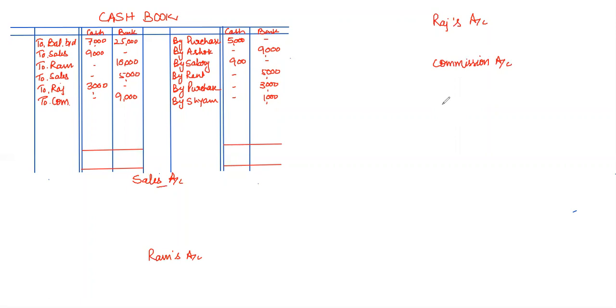Now come to the credit side. First of all, purchases account. Then the ledger of Ashok is required to prepare Ashok's account. Then we have to prepare salary account. Then rent account, and purchases account is already created by us. And at the last, Shyam's account. Now see how the treatment will come.